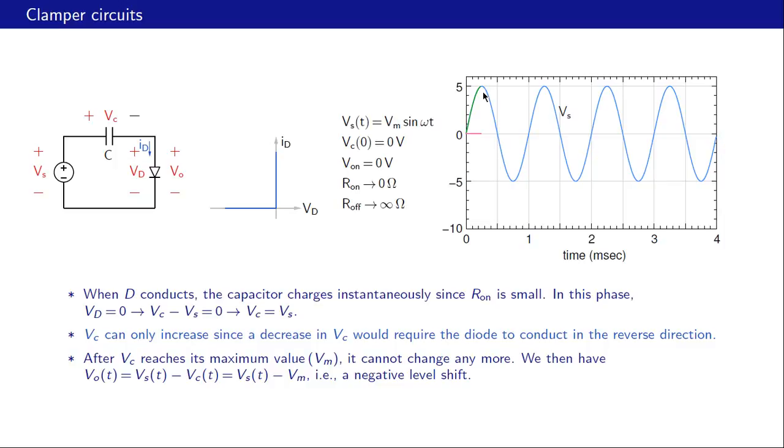And at this point, Vc has already reached its maximum, and that is Vm, which is equal to 5. So subsequently, Vc is going to stay at that value. And then we have this equation to describe Vo of t, which is Vs minus Vm. So if this is Vs, our Vo is simply a level shifted version of Vs. And note that the shift is now downward.